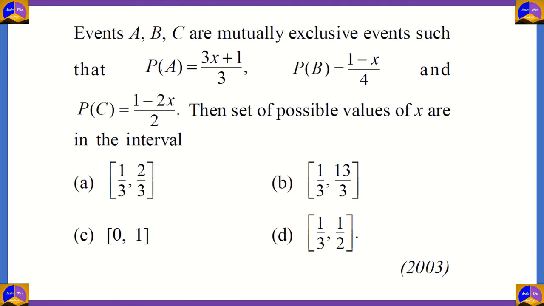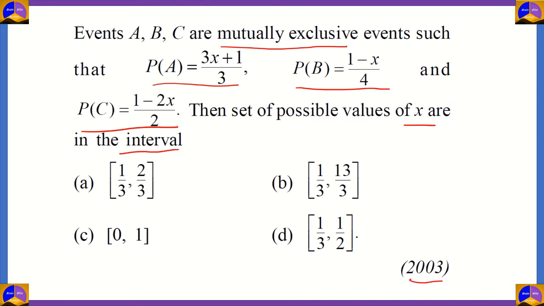The next question. Events A, B, C are mutually exclusive events such that P of A is (3x plus 1) by 3, P of B is (1 minus x) by 4, P of C is (1 minus 2x) divided by 2. You need to find the set of possible values of x in an interval. So you need to find which of these intervals is the correct one. The question was asked in 2003.